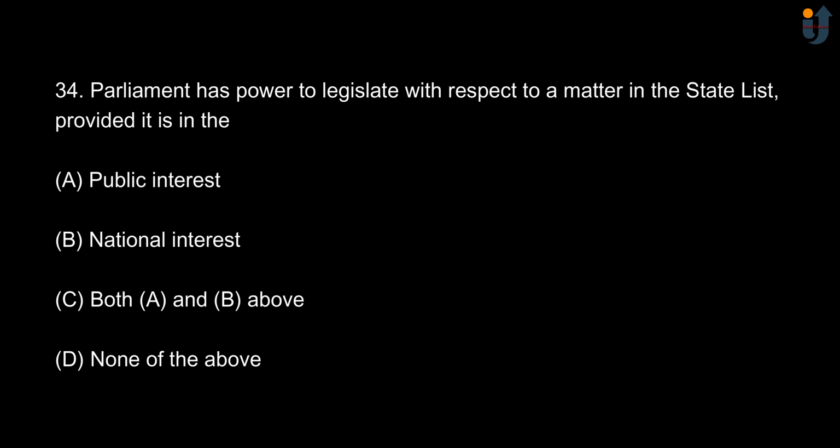Next, Parliament has power to legislate with respect to a matter in the state list provided it is in the option A, public interest, option B, national interest, option C, both option A and option B above, and option D, none of them. The correct option is option B, national interest.